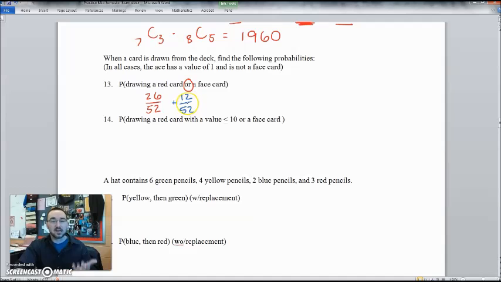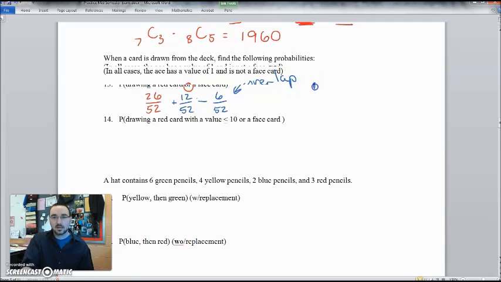Now you've got to ask yourself, anytime you have an OR statement, are there any cards that overlap? Do I have to subtract out any intersection between these two? So are there cards that are face cards and red cards? Yes, absolutely. We said that there's 3 per suit, and we have diamonds and hearts that are both red. So within diamonds and hearts, we have 3 each, so that makes 6. If we did this right now, we'd be double counting those 6 cards, so we have to subtract out 6 out of 52. That's our overlap.